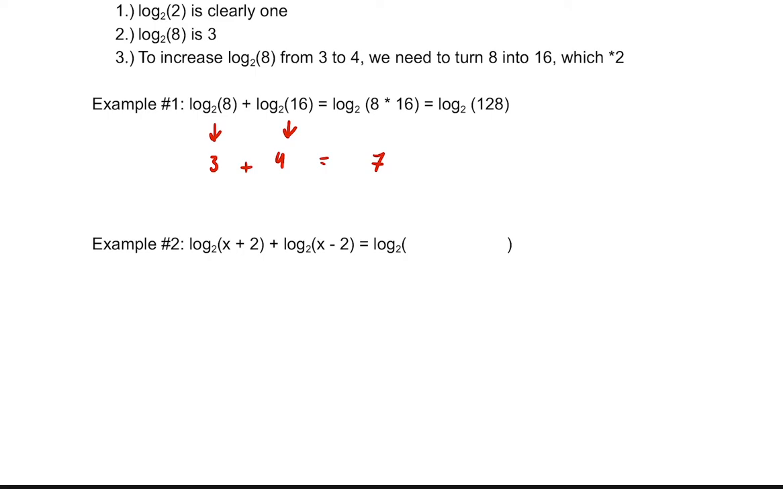We can do this with any kind of interior or argument of the log. The log base 2 of x plus 2 plus the log base 2 of x minus 2 is the same thing as the log base 2 of x plus 2 times x minus 2, which, of course, is the difference of two squares. This is x squared. In the middle, you're going to have a plus 2x and a minus 2x that cancel out. So this will just be the log base 2 of x squared minus 4.